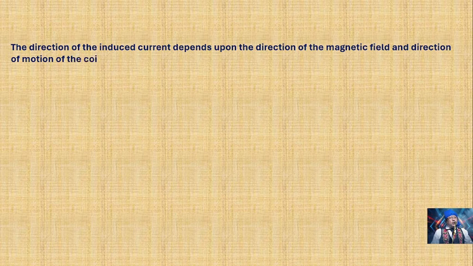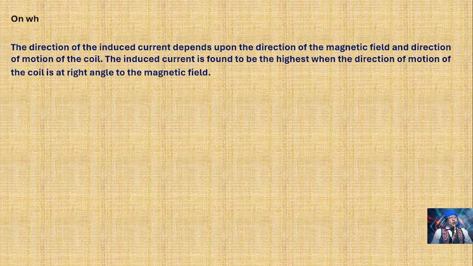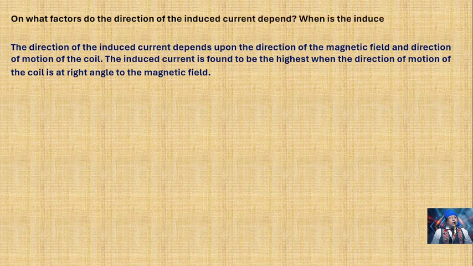The direction of the induced current depends upon the direction of the magnetic field and direction of the motion of the coil. The induced current is found to be the highest when the direction of motion of the coil is at right angle to the magnetic field. The questions are: On what factors does the direction of the induced current depend? When is the induced current the highest?